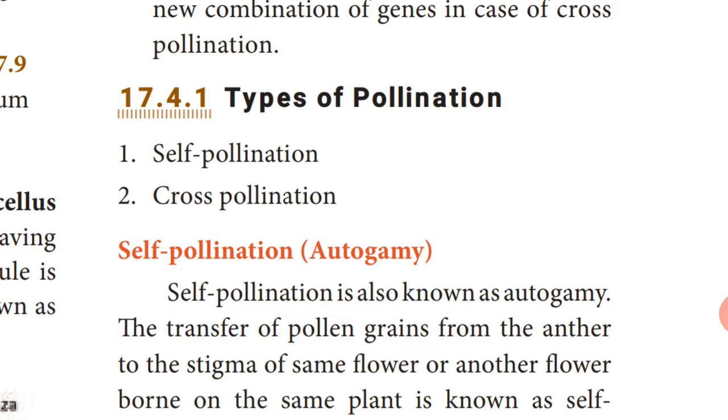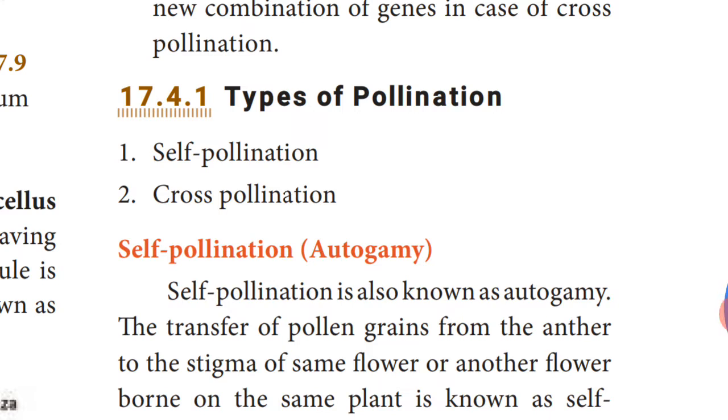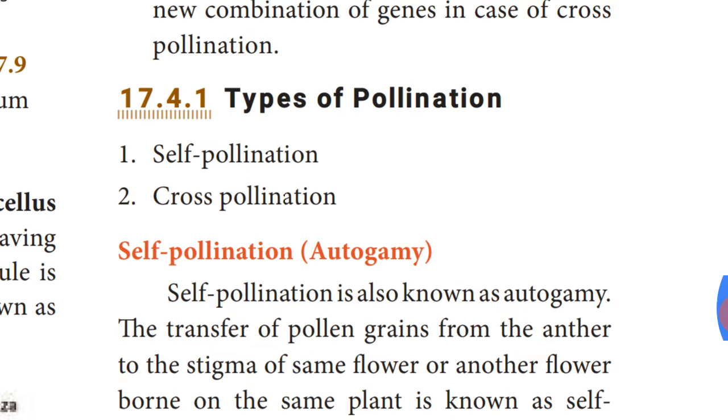First, self-pollination. Self-pollination means the transfer of pollen grains from the anther to the stigma of the same flower or another flower of the same plant. So pollination takes place within a plant; that is called self-pollination. Cross-pollination means the transfer of pollen grains from the anther to the stigma of a different flower of a different plant but of the same species. So cross-pollination takes place between different plants, but self-pollination takes place in the same plant.